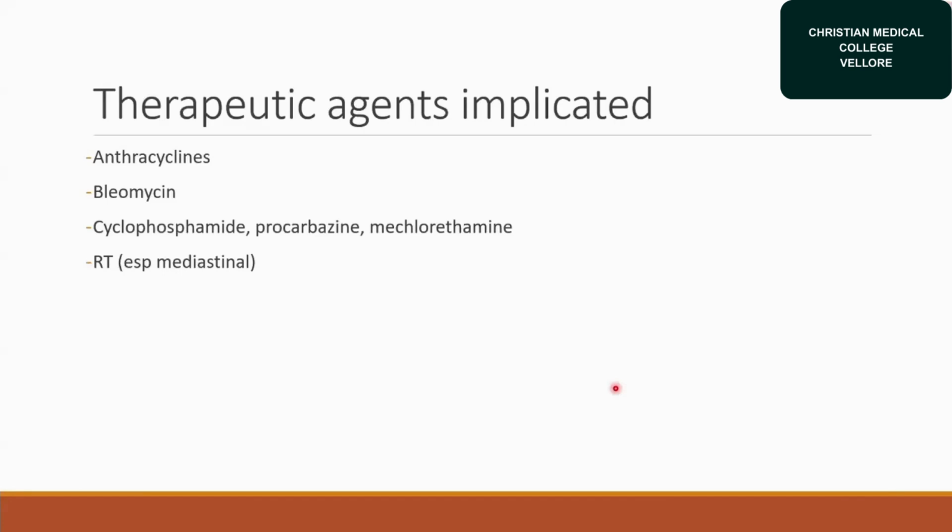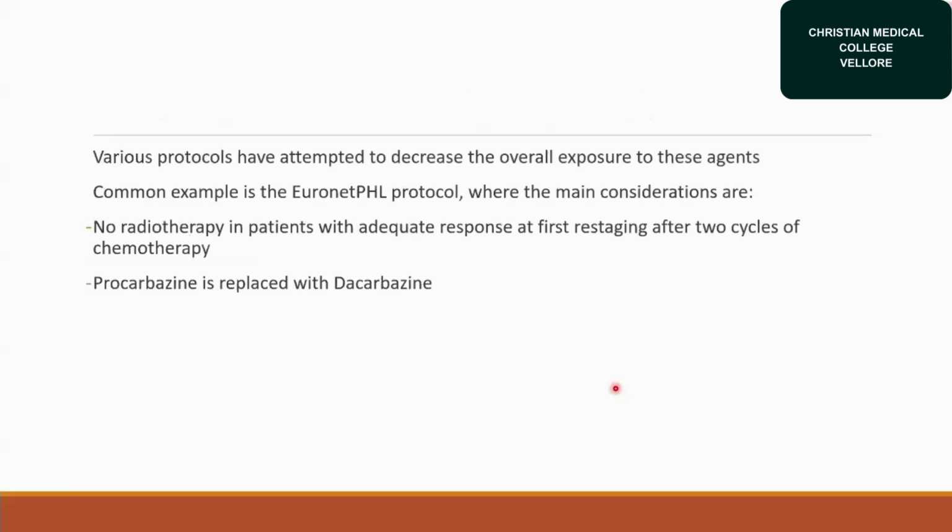So the therapeutic agents implicated in long-term sequelae, as we have mentioned, are anthracyclines, bleomycin, cyclophosphamide, procarbazine, and mechlorethamine for gonadal toxicity. And RT, especially mediastinal, has been implicated in cardiac dysfunction as well as breast malignancies in young women. So that is why all these protocols have attempted to decrease the overall exposure to these agents.